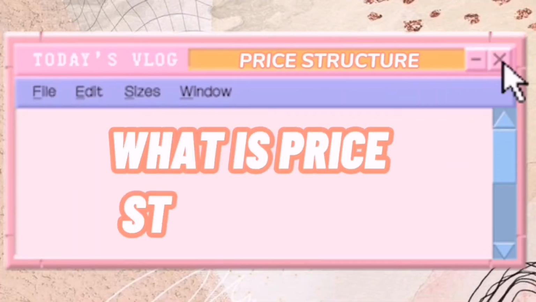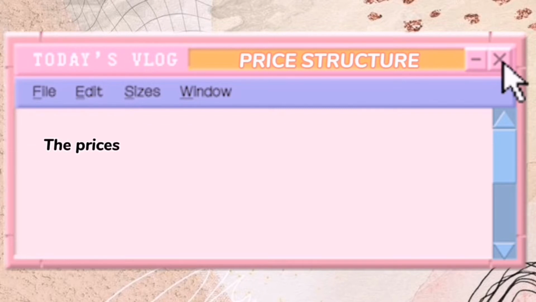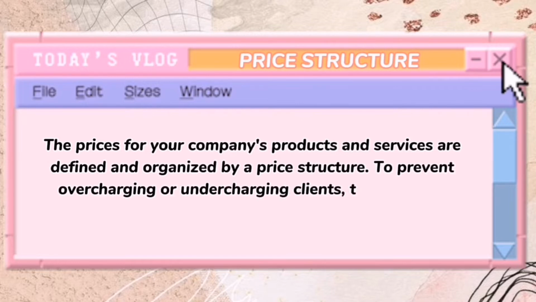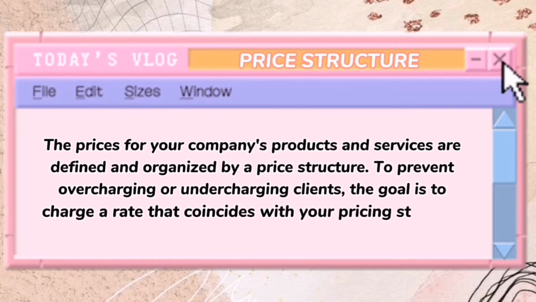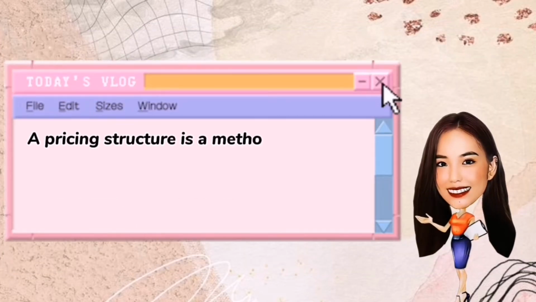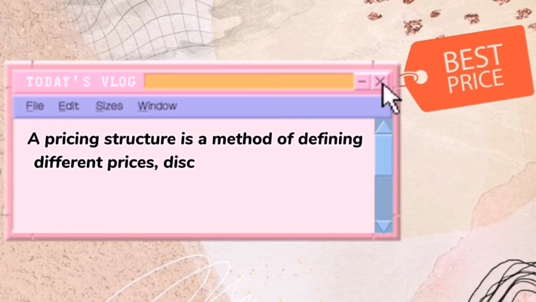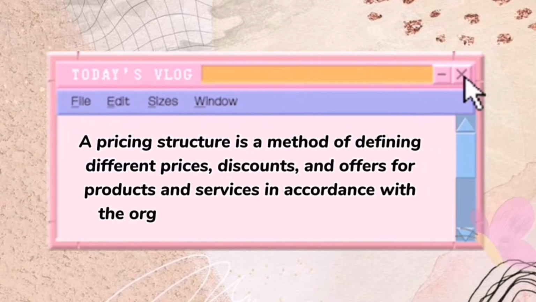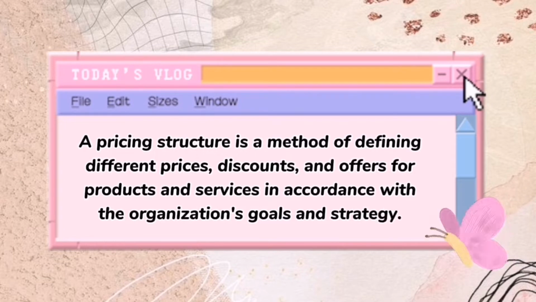is price structure. The prices for your company's products and services are defined and organized by a price structure. To prevent overcharging or undercharging clients, the goal is to charge a rate that coincides with your pricing strategy while balancing profits with what the market will bear. A pricing structure is a method of defining different prices, discounts, and offers for products and services in accordance with the organization goals and strategy.